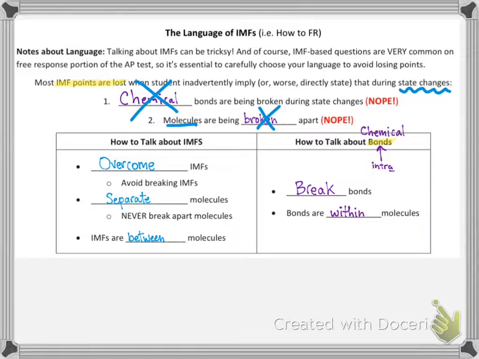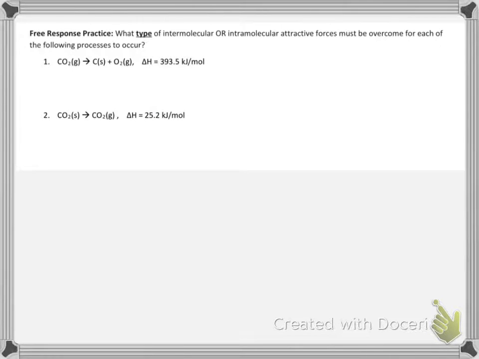Okay, let's go ahead and try just a teensy bit of free response practice. So in this free response practice, you have two separate equations, and it's kind of two questions. What type of intermolecular or intramolecular attractive forces must be overcome for each process to occur? So I think this would be a great one for you to attempt. So go ahead and decide, what is it first? Are you overcoming inter or intramolecular attractive forces? And then what type of them? And when you're ready to check, unpause the video.